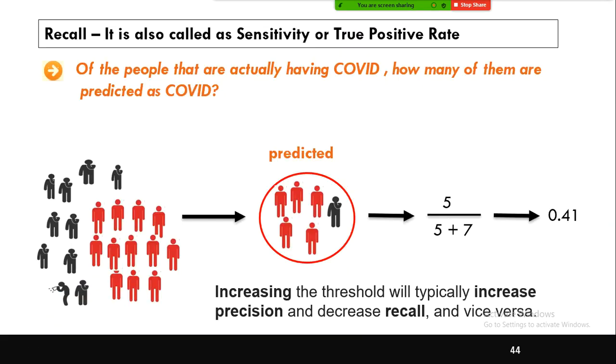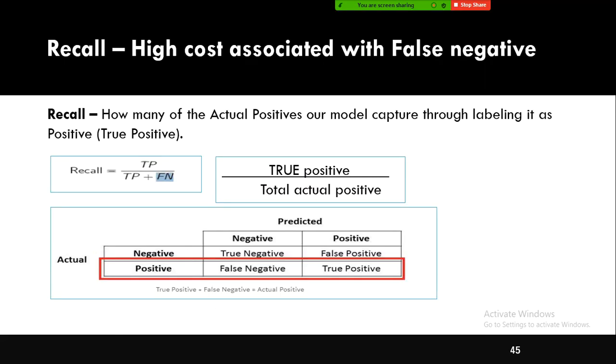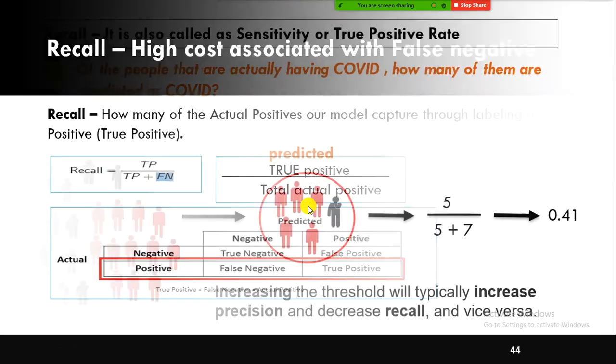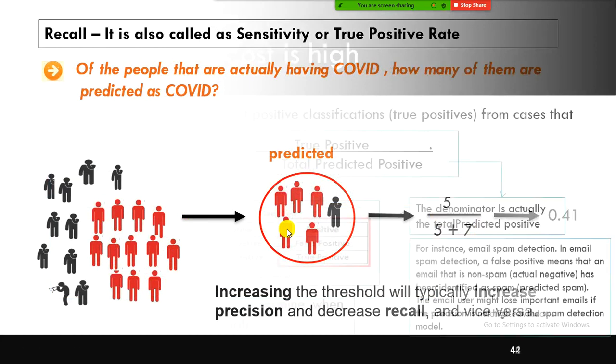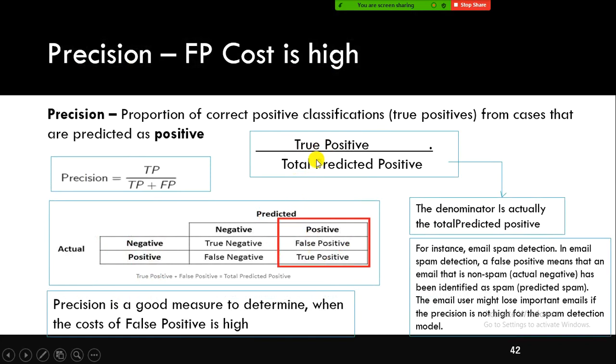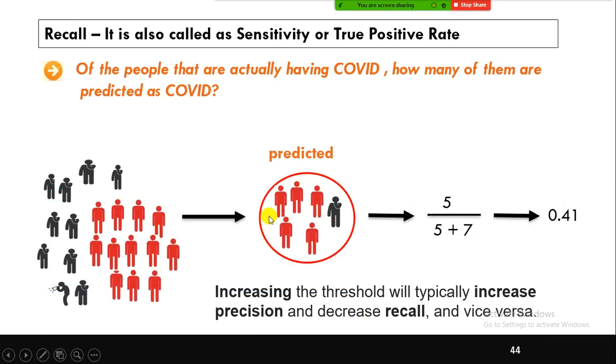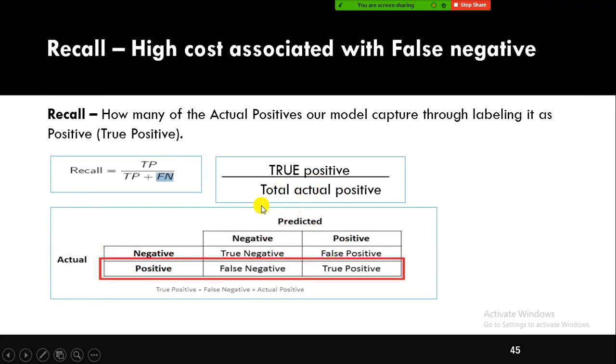Now the question is, out of the total COVID people, how many of the COVID people were predicted by the model? Out of the actual, right? So what is the formula for this? Total actual positive. Total actual positive is 12, isn't it? 12 is the denominator. And the numerator, true positive. Out of the 12, how many of them were true positive? Right? So that is what it says.